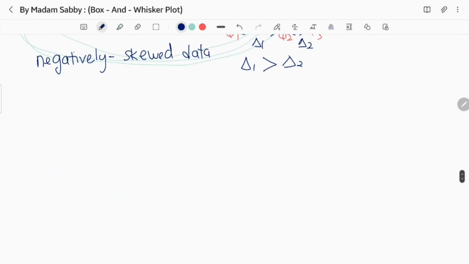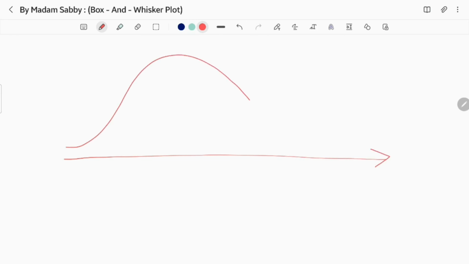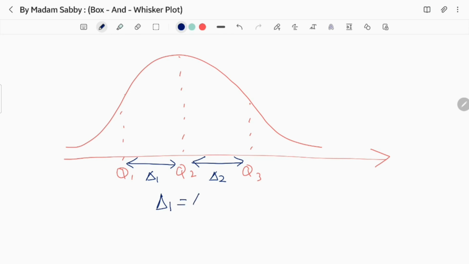And lastly, we have the normal one, which is the symmetrical. Q1, Q3, and the Q2. The difference between Q2 and Q1, your delta 1, and the difference between your Q3 and Q2, delta 2, we say that delta 1 is equal to delta 2. So in this case, we call it symmetrical distribution.